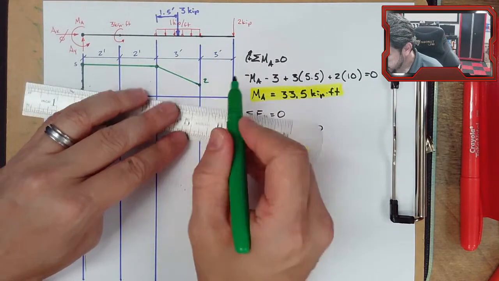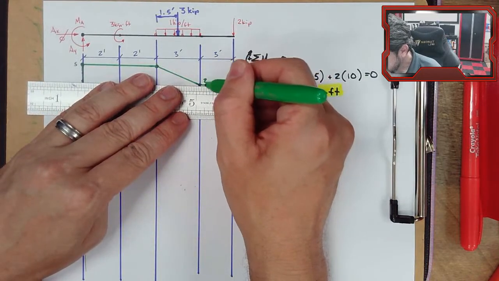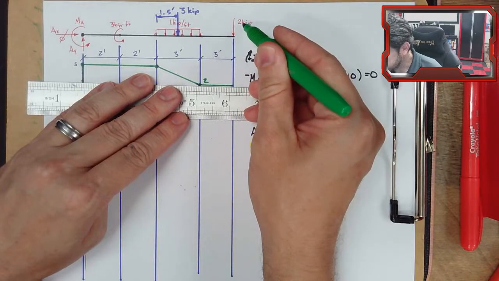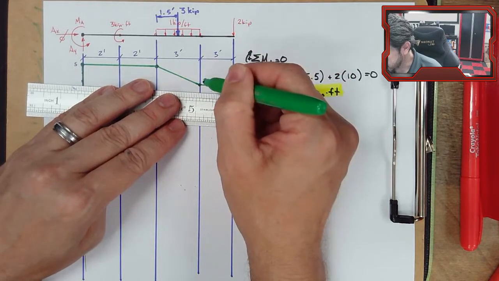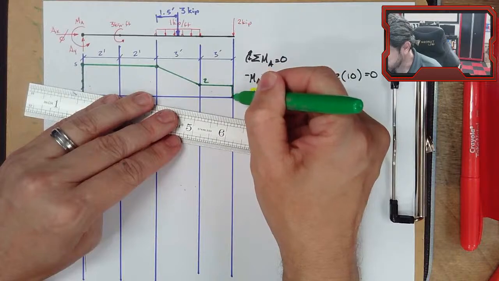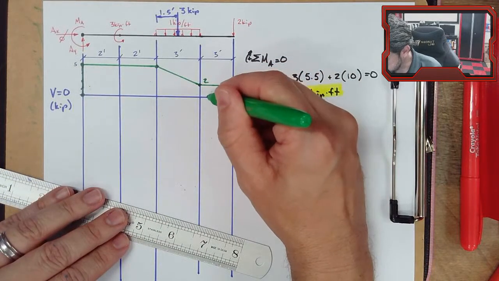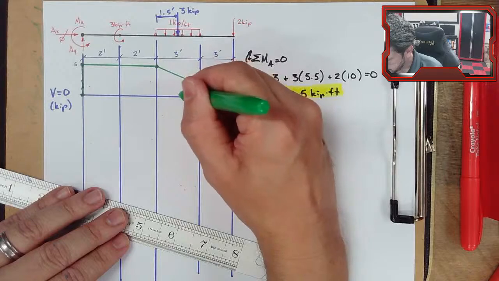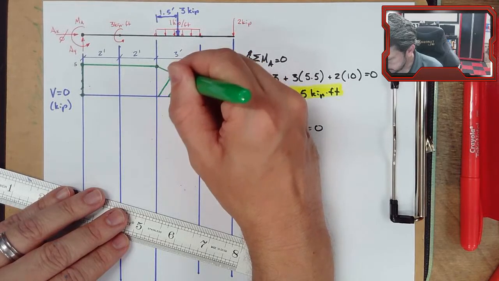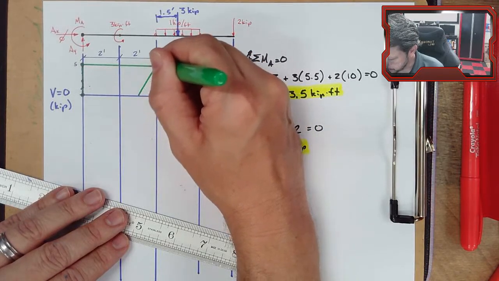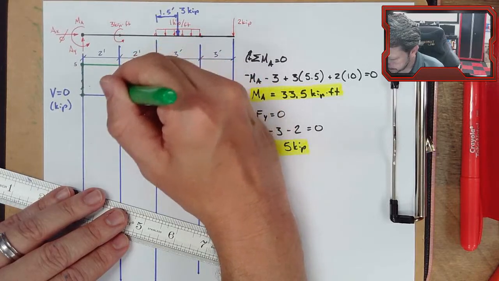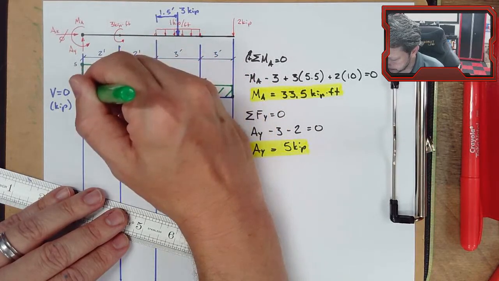Here nothing changes until I get to the very end where I have 2 kips going down. I'm at positive 2, so that gets me to 0. So this is the shear anywhere in the beam. It doesn't have any negative sections. They're all positive. And that's usually what's going to happen with a cantilever beam.